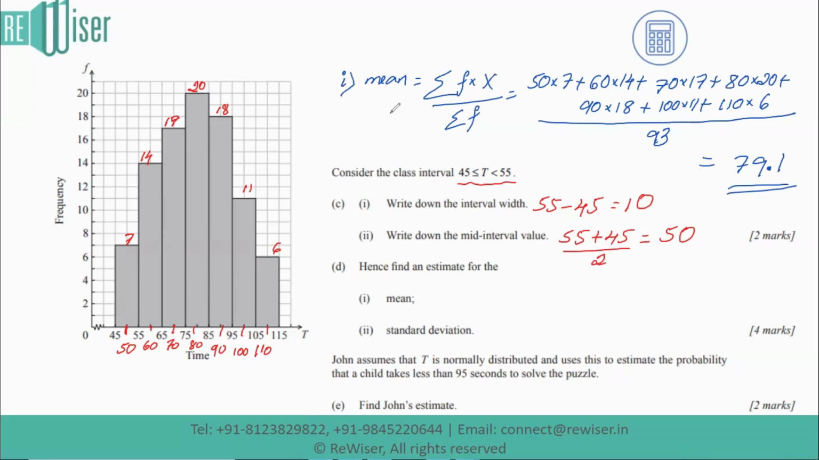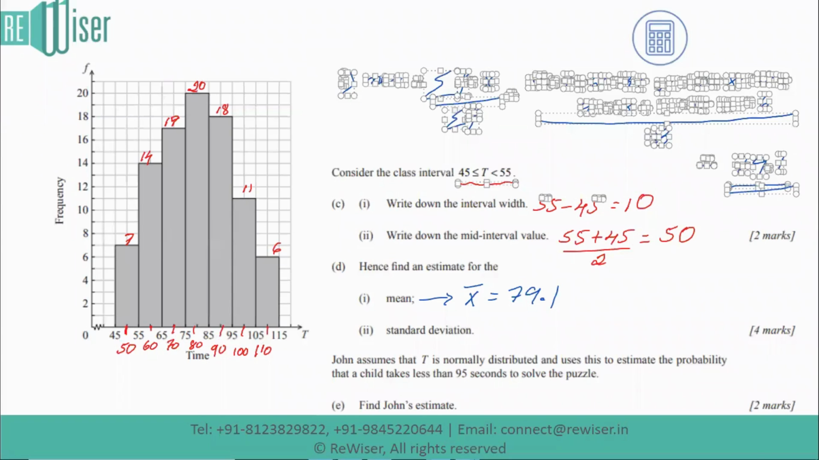And now if I talk about standard deviation, let us keep this value of mean in our mind. So the mean of this data, let me represent it with x bar, is going to be 79.1. Now, in order to calculate the standard deviation, we need to use this formula.